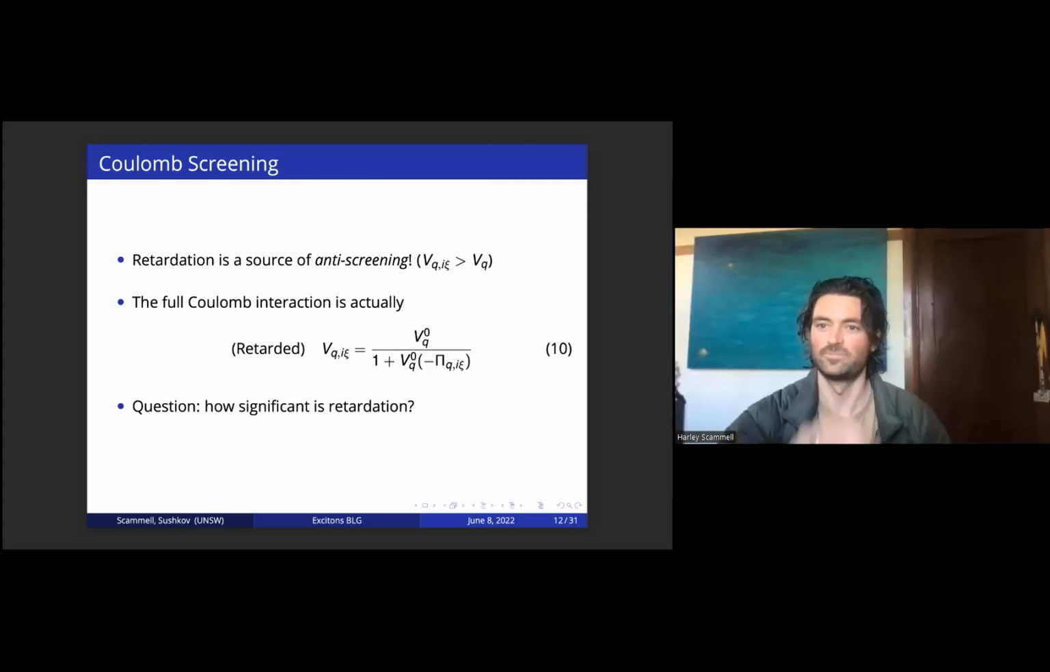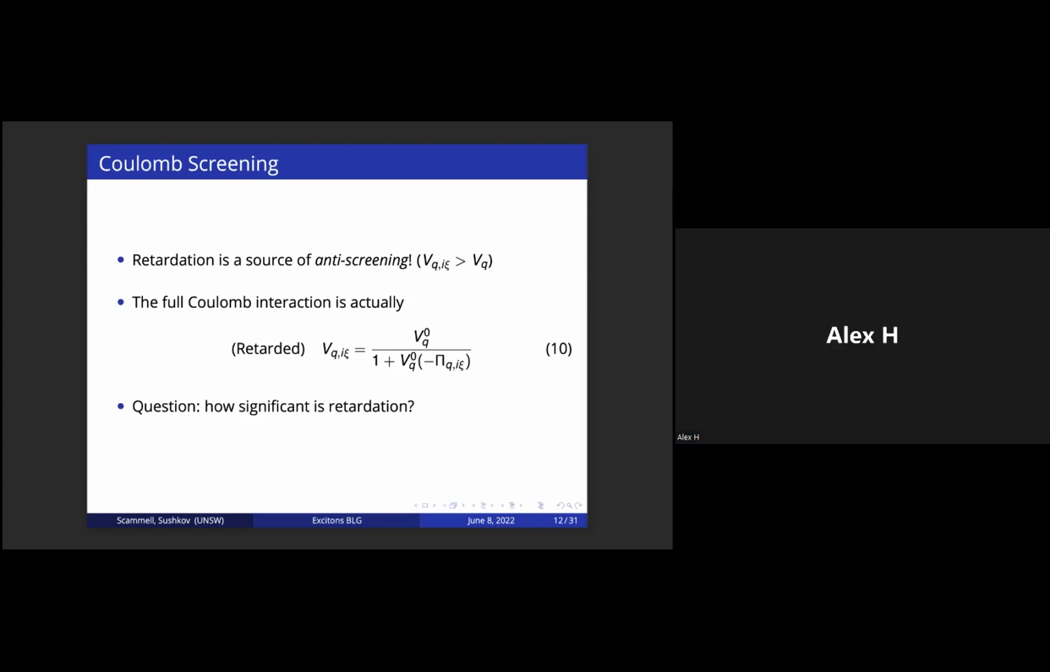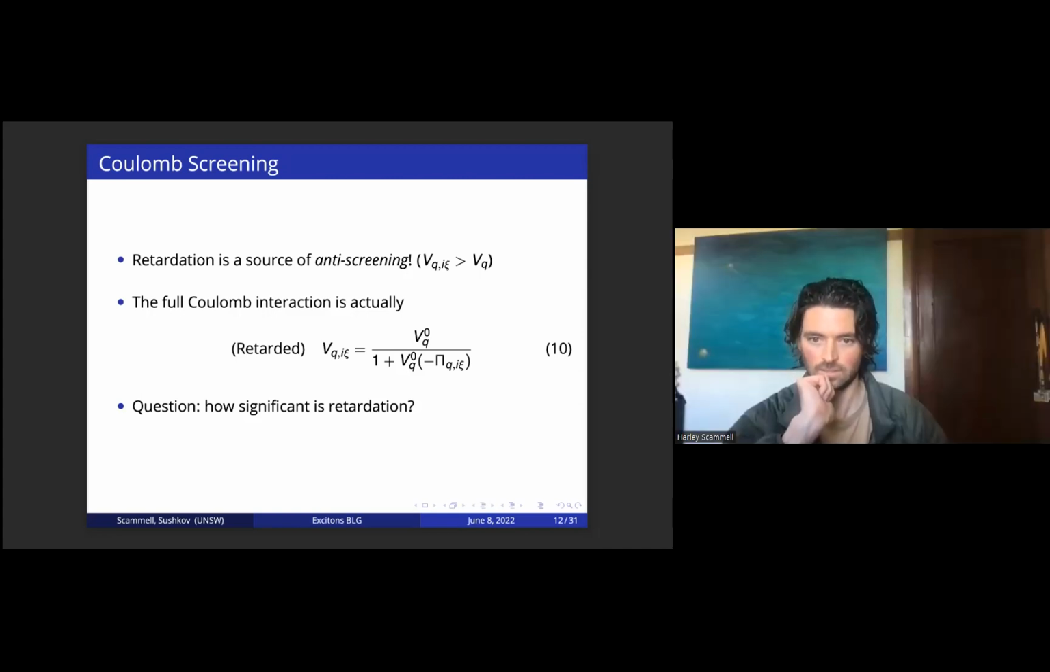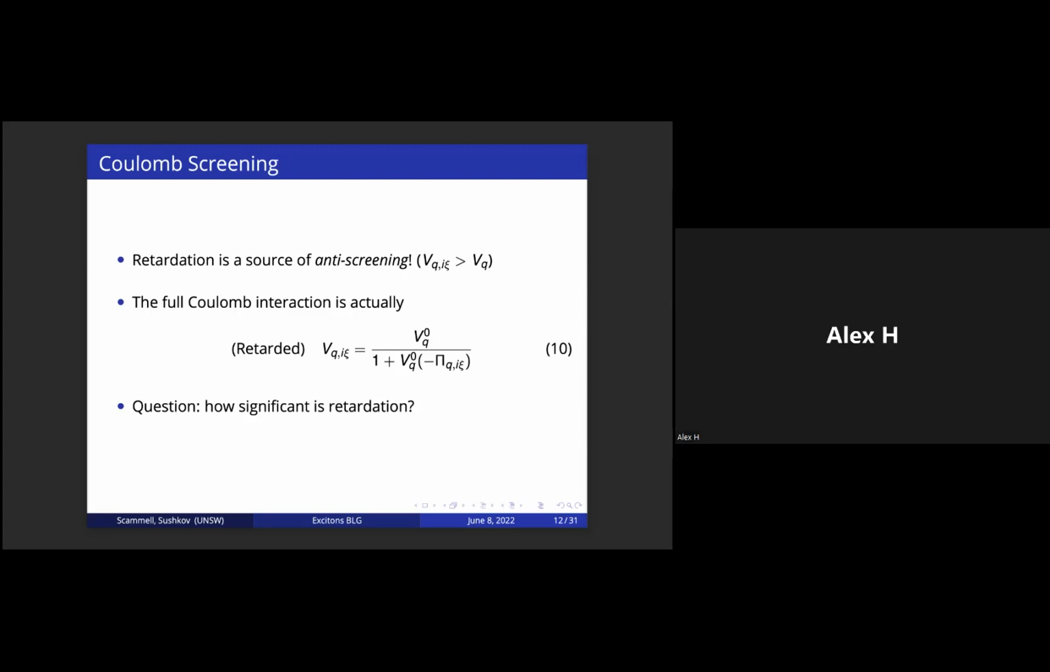Alex has a hand up. Just a question about the screening. For the screening, you're using both the conduction and valence bands. Yes. And is the screening dependent on the exciton density? Because the number of electrons and holes you've taken from the bands increases as you condense more.